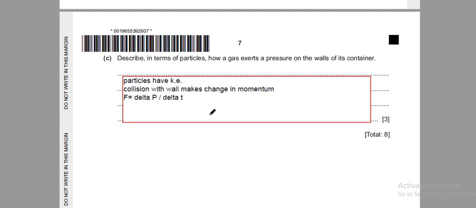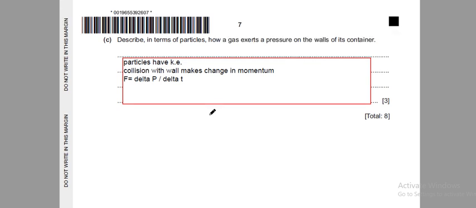Describe, in terms of particles, how a gas exerts pressure on the wall of a container. Particles have kinetic energy, so they collide with the walls, and collisions make a change in momentum. Change in momentum causes force, because force is delta mv over delta t, the change in momentum over time. And certainly pressure is force divided by area.